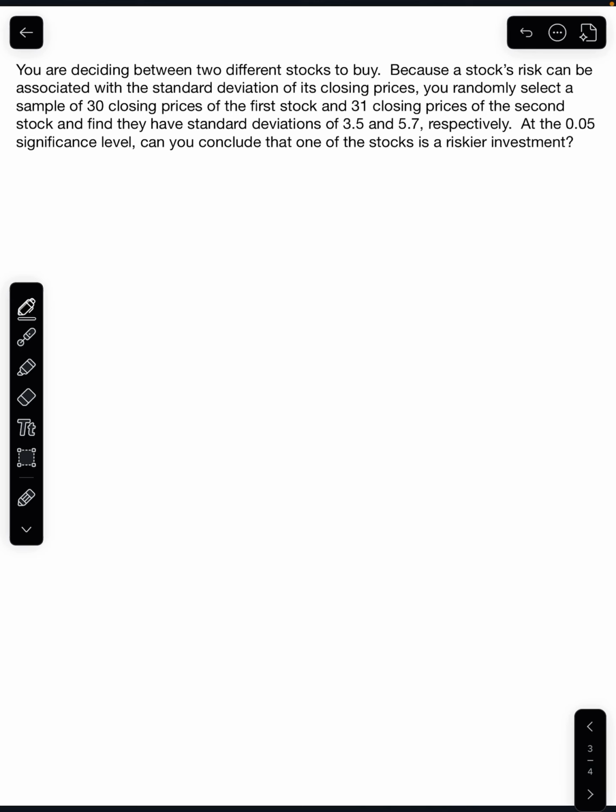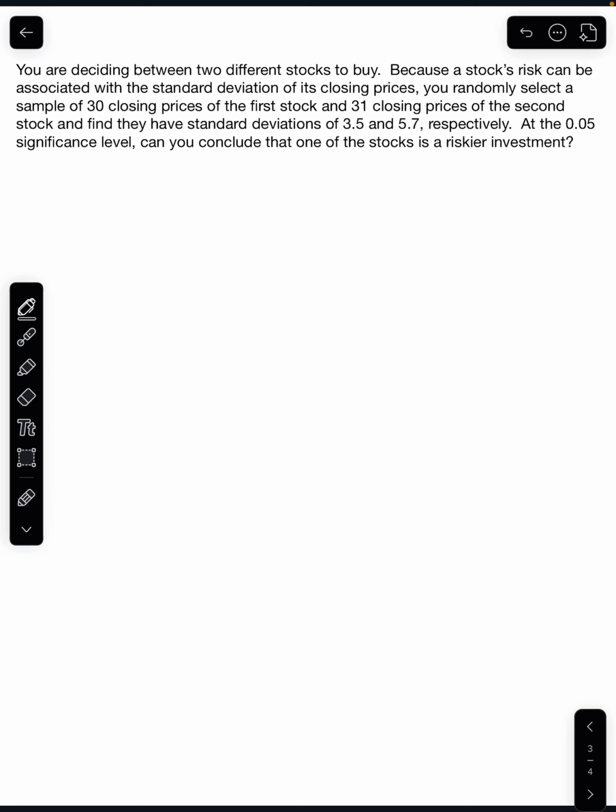Now, this was a right tail test. Let's look at one more example with a two-tail test. In this case, you are deciding between two different stocks to buy. A stock's risk can be associated with the standard deviation of its closing prices. So if we look at its closing prices and see that sometimes it goes high, sometimes it goes low, it varies. And the more it varies, the more risk there can be.